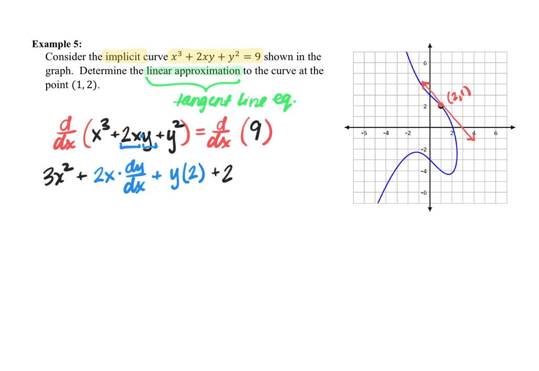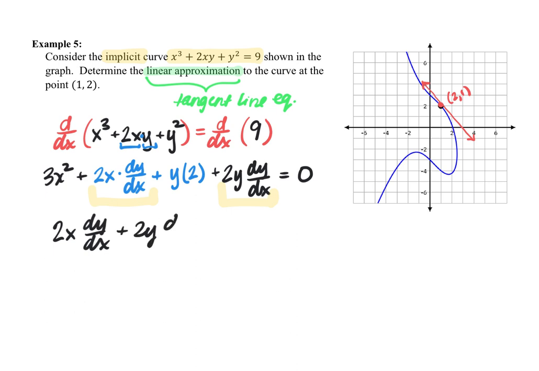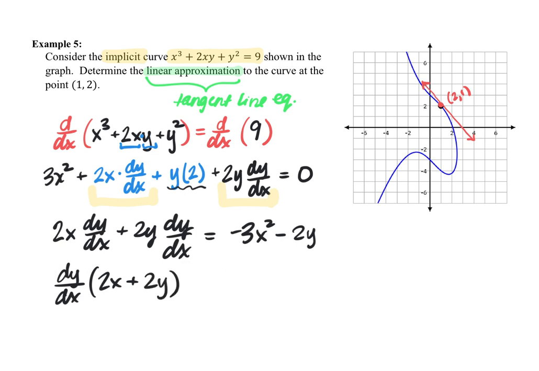The derivative of y squared will just be 2y times dy/dx, and the derivative of 9, a constant, is just 0. So looking at what we have now, we have two terms that contain the dy/dx, so we're going to keep those terms on the left side, and we'll go ahead and subtract the other terms to the other side. So 2x dy/dx plus 2y dy/dx will be equal to negative 3x squared minus this term that says y times 2, I'm going to reorder as 2y. So then we can factor out a dy/dx, and then of course we'll finish this by dividing.